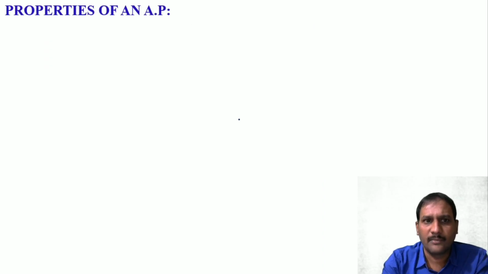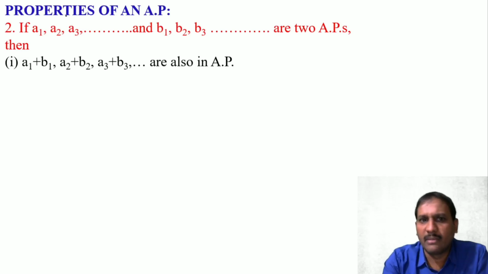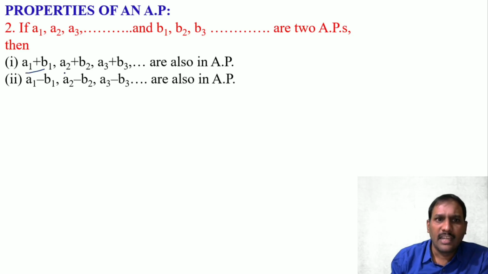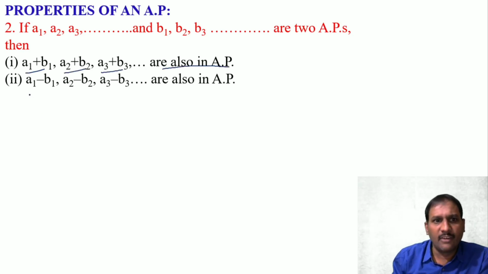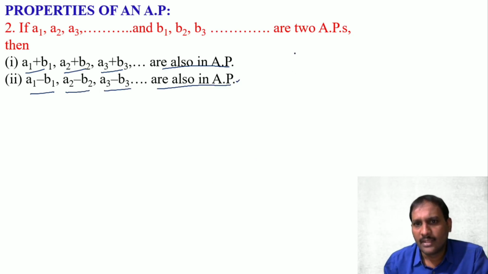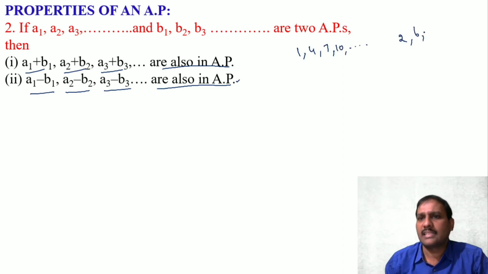So the next one. If A1, A2, A3 and so on, and B1, B2, B3 and so on are two APs, then A1 plus B1, A2 plus B2 and A3 plus B3 and so on are also in AP. A1 minus B1, A2 minus B2, A3 minus B3 are also in AP. So let me explain it. Let us take 1, 4, 7, 10. This is an AP. And I am taking another AP here, 2, 6, 10, 14 and so on.